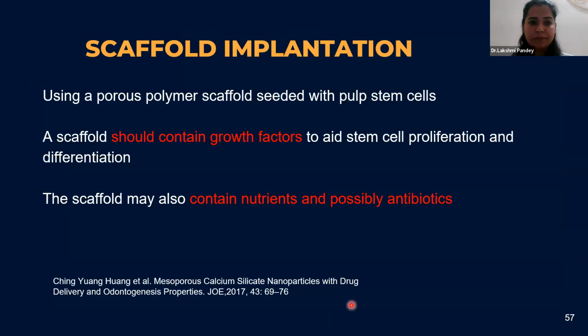I've already mentioned that. Another one is scaffold implantation using a porous polymer scaffold. These are the artificial scaffolds in which the pulp stem cells were implanted. And then the scaffold should contain a growth factor. Obviously, the three things: growth factor, pulp stem cells, and the scaffold, were placed inside the root canal.